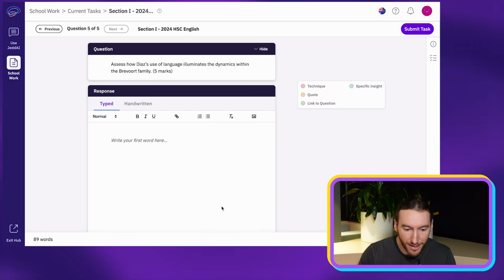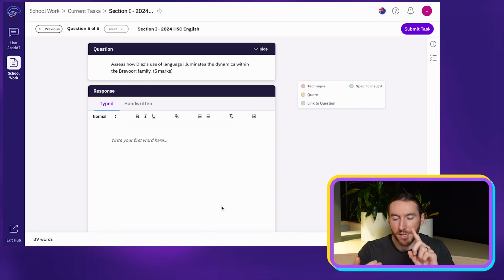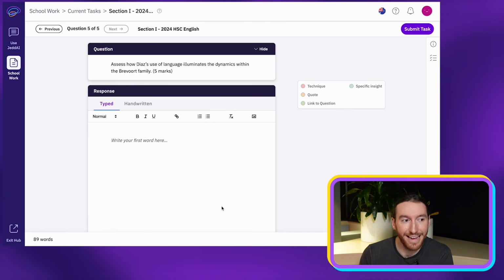Now, what do we do for the topic sentence? Let's go back to our question. Assess how Diaz's use of language illuminates the dynamics. Okay, what was it about the language? There was oxymorons, there was parentheses, there were brackets, there was high modality language, there was emotive language. But if you were to say something about language, in fact here I think because it's so diverse in terms of the type of language, I wouldn't try and list anything.